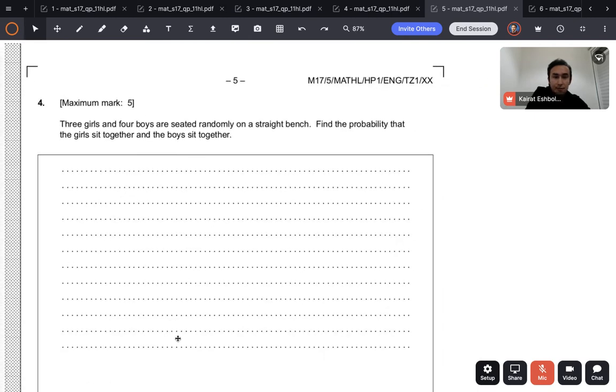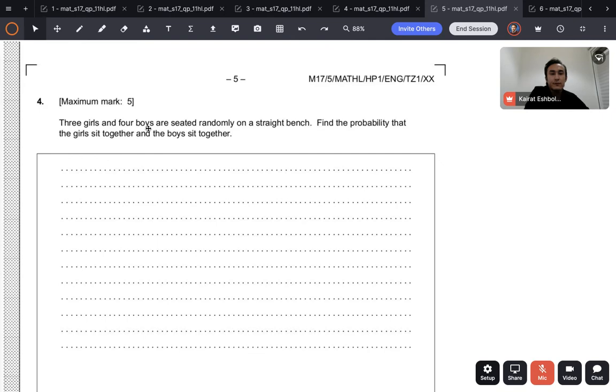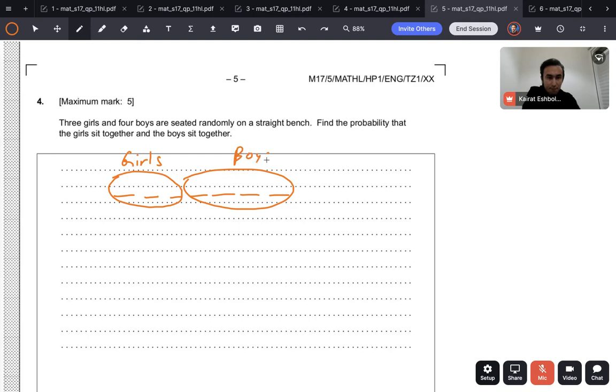Combinatorics question, probability question. 3 girls and 4 boys are seated randomly on a straight bench. Find the probability that the girls sit together and the boys sit together. So we're going to put 7 spaces here. We could have the girls here and the boys there, or we could also have the following scenario: the 4 boys here, and then the girls here. Let's consider the first case.